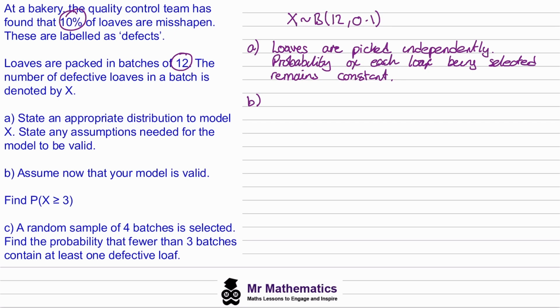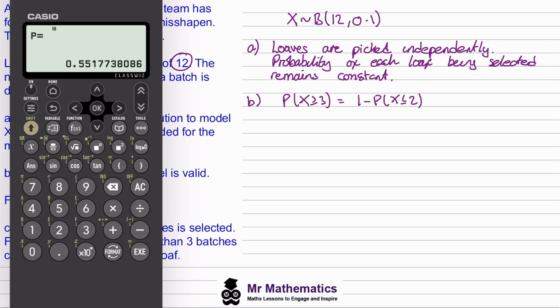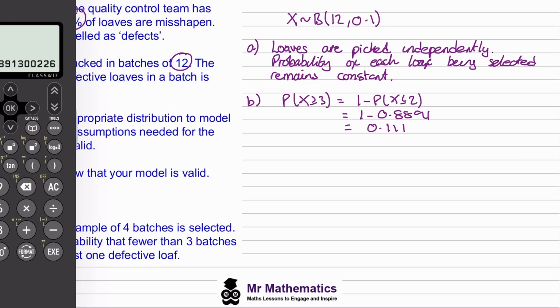And then for part B, assuming that our model is valid, find the probability of X being greater than or equal to 3. Well, this will be 1 minus the probability of X being less than or equal to 2. So if we go back to binomial CD, we'll choose X is 2, N is 12, and P is 0.1. And this will give us 1 minus 0.8891, which we can work out as 0.111 to 3 dp.